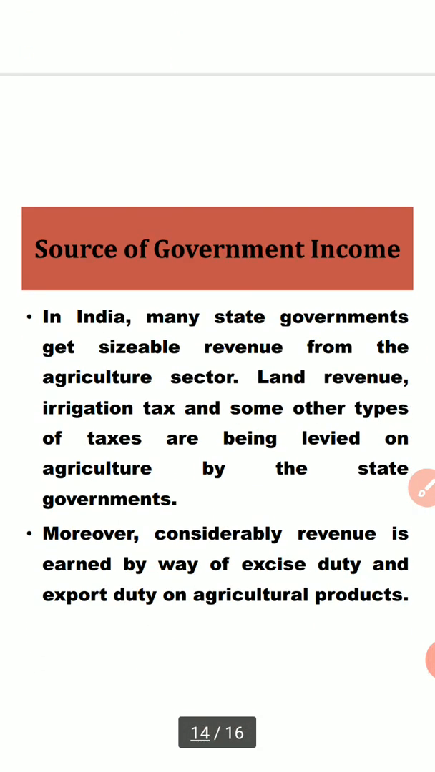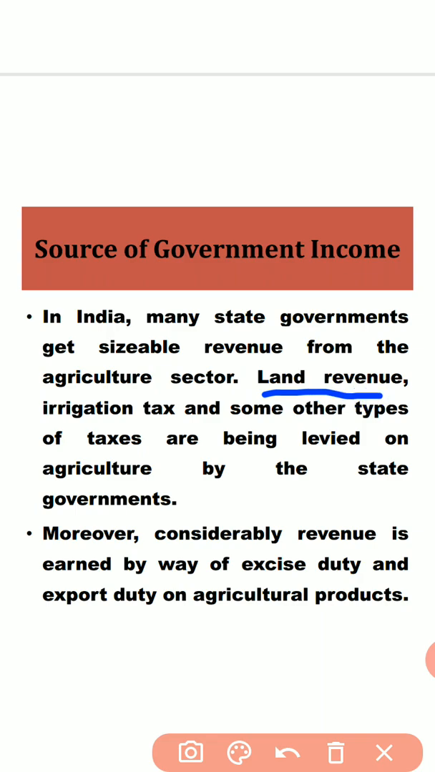Next is source of government income. The agriculture sector provides a source of revenue for the government. The state governments especially impose land revenue, irrigation taxes, export duty, and excise duty on agricultural products. This way, the government earns income from the agriculture sector. So this way also agriculture helps the government by earning more and spending for the development of the country.